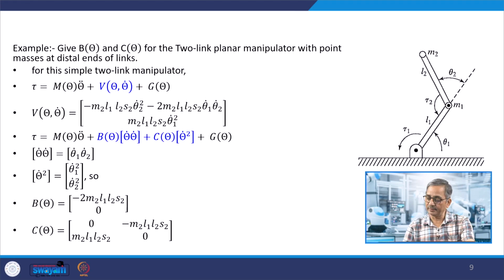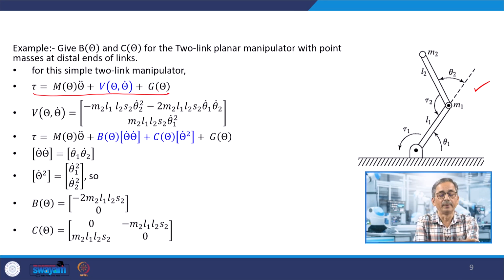So, now again let us take up the same problem which we have seen previously, and we have written the dynamic equation of this planar 2 degree of freedom manipulator problem with mass at the tip, okay, so this is the expression. Now here let us split this V theta theta dot term, okay, into the configuration space form. That is, I want the associated matrix to be function of theta only. Okay. So, this is my V term over here. Okay. So, this V term I am splitting as a B theta and C theta term as discussed previously.